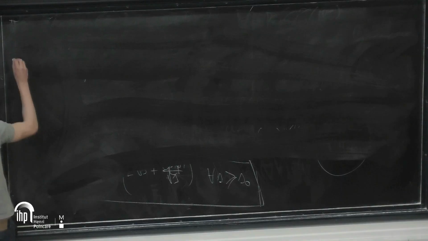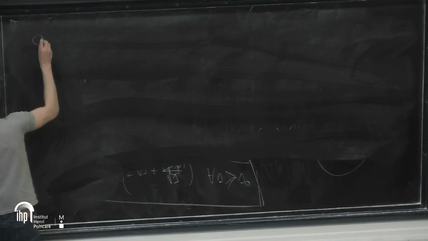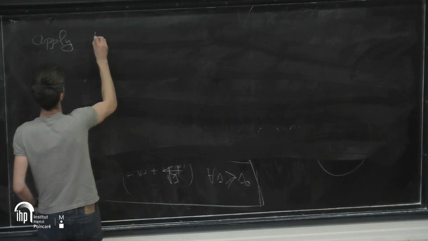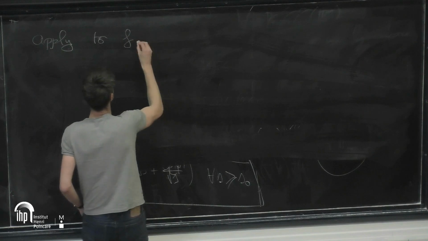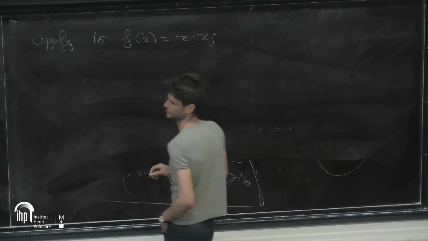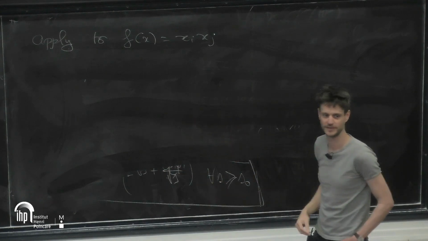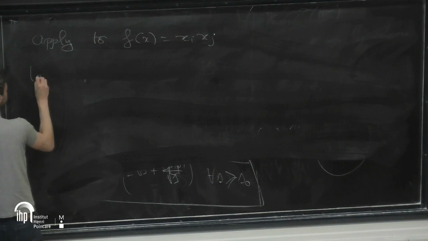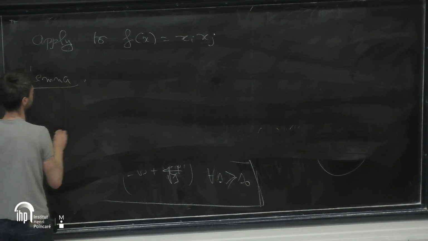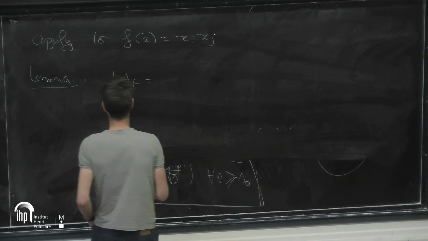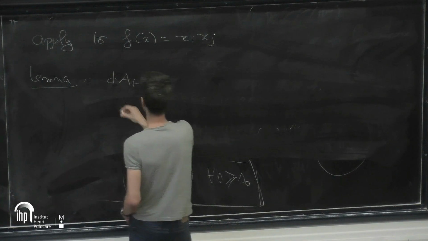And we can apply the same principle to f of x equals x_i x_j, like some quadratic form, and so on. Likewise, you get the following. Lemma: dA_t. So it's a random matrix.